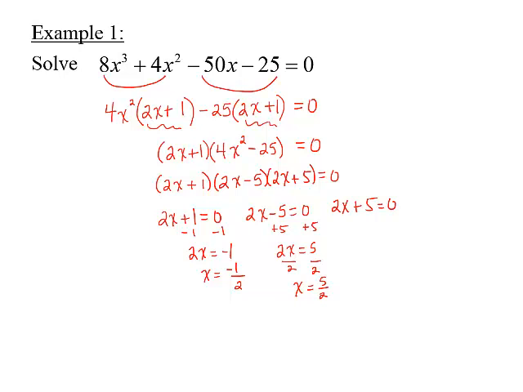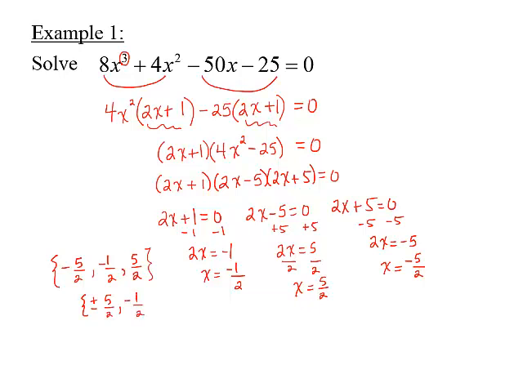Lastly, 2x plus 5 equals 0. We subtract 5 from each side to get 2x equals negative 5, and we divide by 2 to get negative 5 halves. The degree of this equation is 3, and notice that we have 3 solutions. In the solution set, we write negative 5 halves, negative 1 half, and 5 halves. You might also see this written as plus or minus 5 halves and negative 1 half.